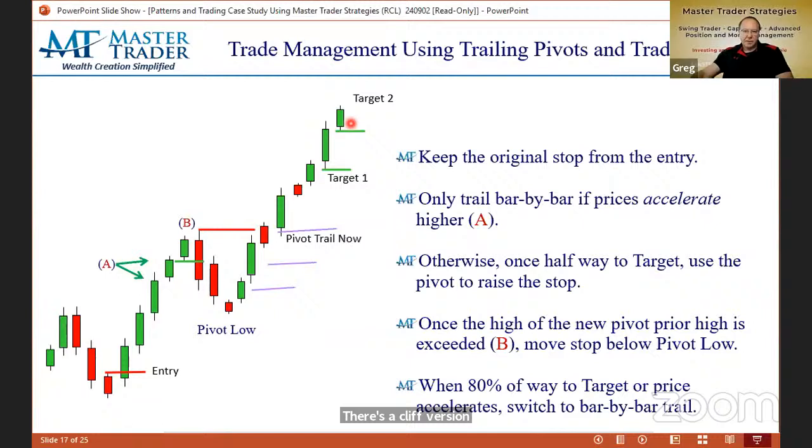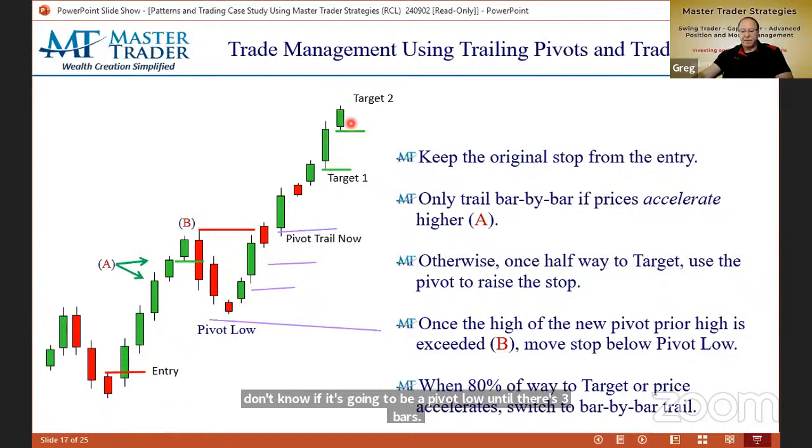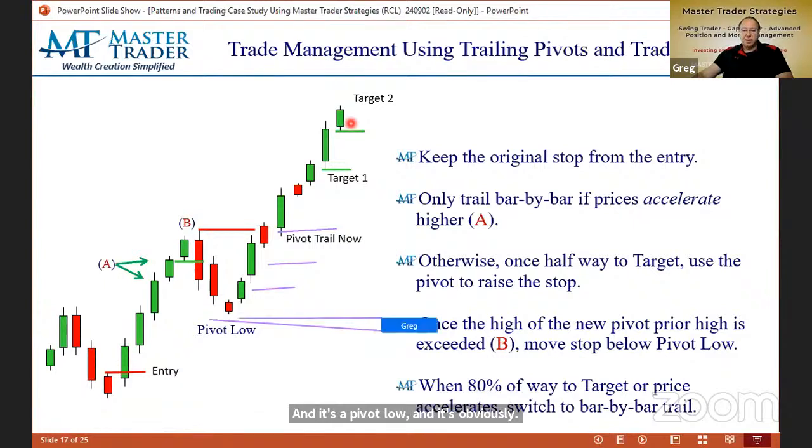So just reinforcing what we said earlier, this becomes a pivot low after 3 bars. You don't know if it's going to be a pivot low until there's 3 completed bars. Then it's a pivot low, and it's obviously taken out this here. So it would make sense to bring your stop under that low.